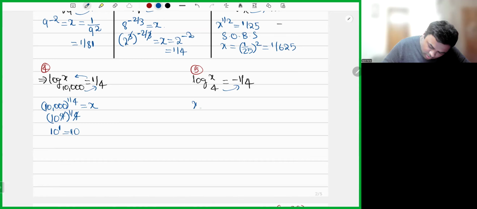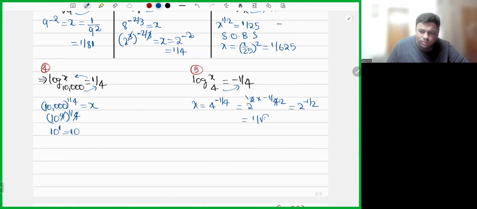Next, again, simple cross product. X is equal to 4 power minus 1 by 4. So 4, I can write as 2 power 2, into minus 1 by 4. 2 ones are 2, twos. So 2 power minus 1 by 2, which is simply equal to 1 divided by root 2.